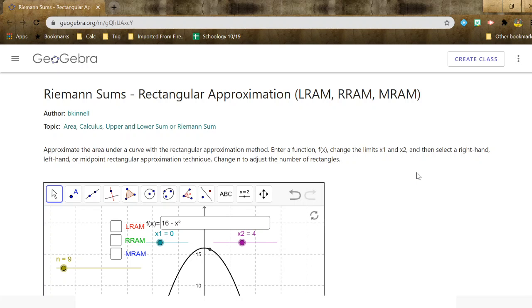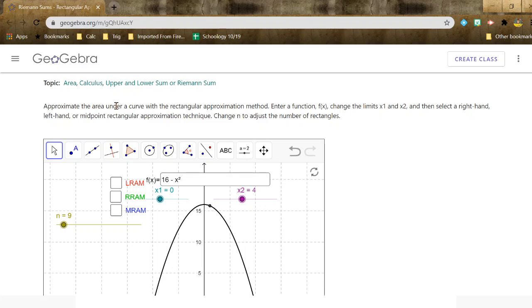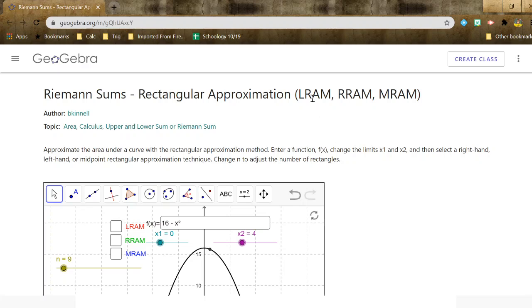All right, what you can see up here is I actually have a file from GeoGebra, and I'll link this in the folder so you can play around with it. Because really what this allows us to do, it allows us to understand something called a Riemann sum. Another word for a Riemann sum is a rectangular approximation. And there are three types of Riemann sums that we're going to talk about. We're going to talk about an LRAM, an RRAM, and an MRAM. Approximate the area under a curve with the rectangular approximation method. By the way, if you're scared of LRAM, RRAM, and MRAM, notice that all of them involve the letters RAM. Those RAMs stand for rectangular approximation method.